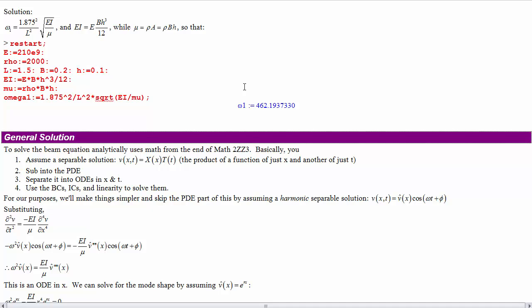All right, now let's look at the general solution to the dynamic beam equation. This is going to be coming up with that cantilever solution that we were looking at here. To do this in full, you'd use math from the end of 2ZZ3. If you've already taken that, then this might be a review for you.